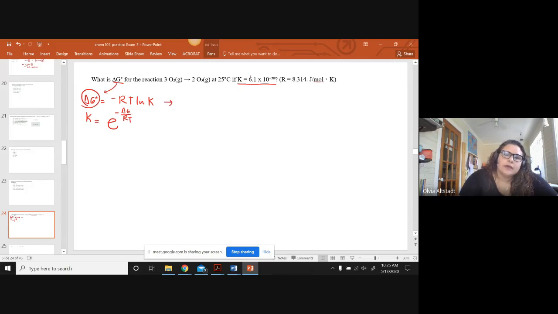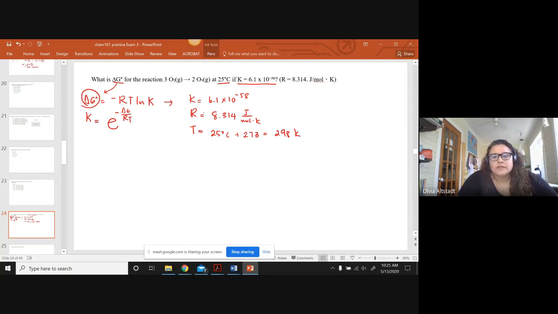So K is given here, 6.1 times 10 to the negative 58. The nice thing about K, it doesn't have units, so you don't have to mess with it. I'm giving you R. R is 8.314 joules per mole Kelvin. And the temperature is in Celsius, which doesn't work. So 25 degrees Celsius plus 273 is 298 Kelvin. So with this information now, you can substitute once you check your units. K has no unit, so that's okay. R is in joules and Kelvin, and this is in Kelvin. So your delta G will probably be in joules.